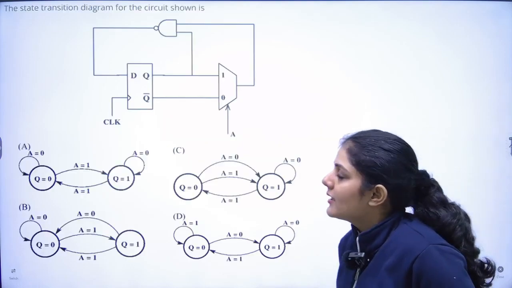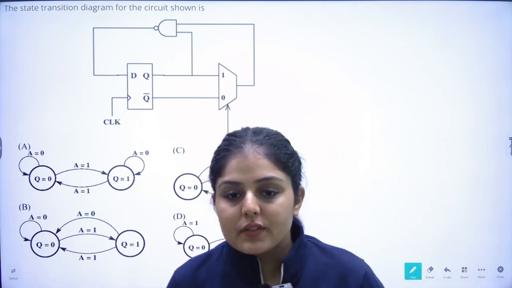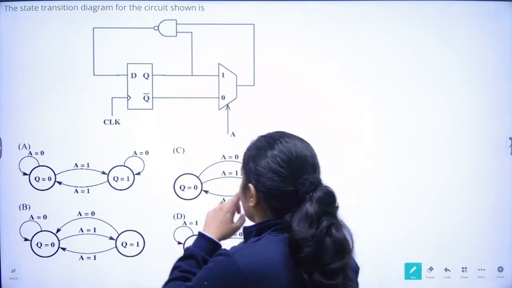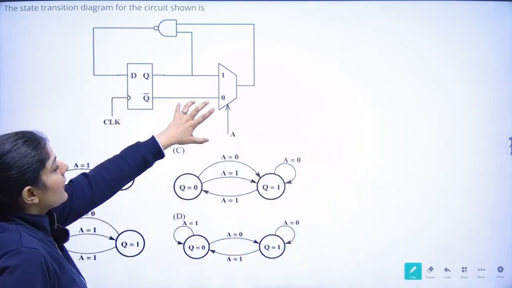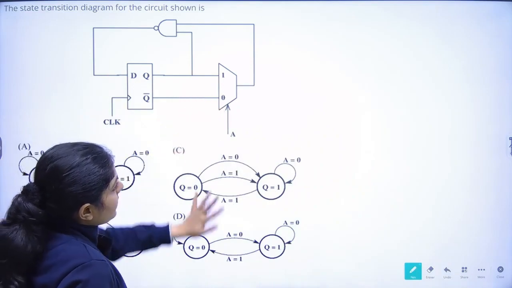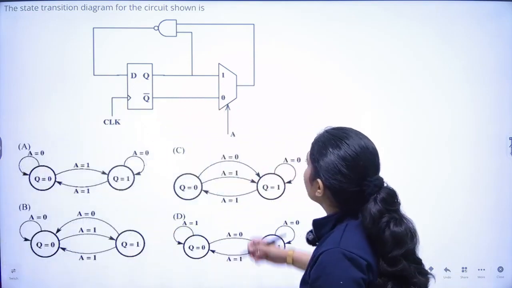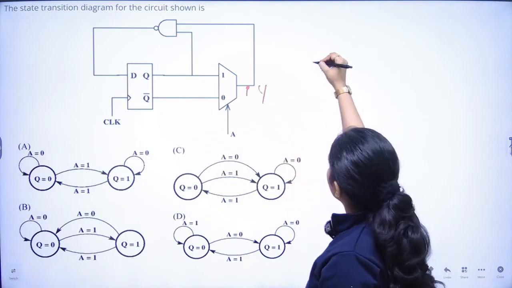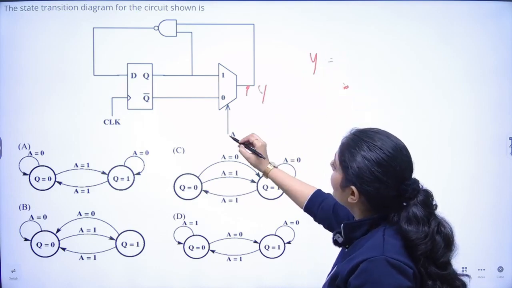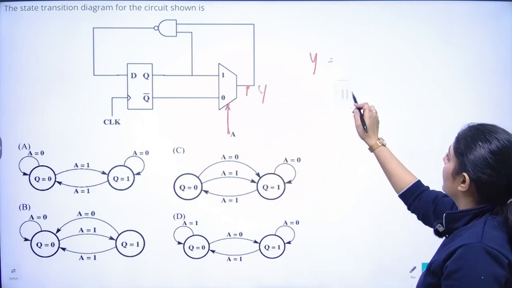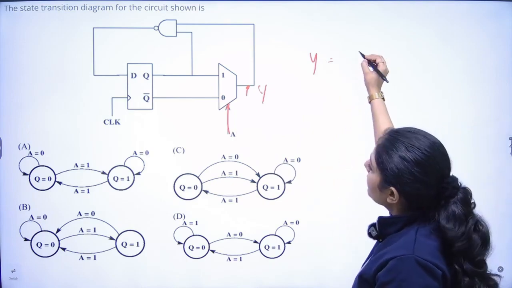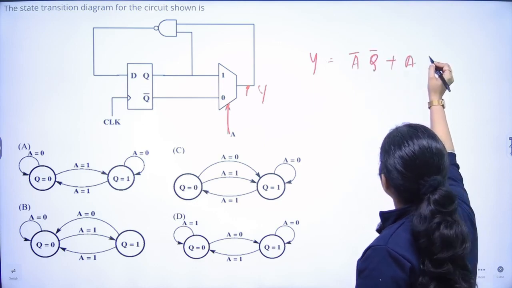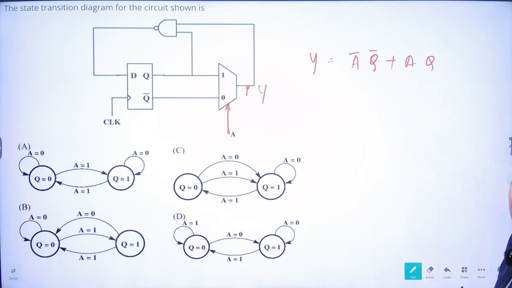The question says that the state transition diagram of the circuit shown. So there is a circuit given to us and they are asking what will be the state transition diagram. Now what is the circuit? This is a flip-flop connected and it is given to a mux. So how can we represent the output of the mux? Suppose this is Y. So Y will be equal to, this is your select line, A. When the select line is low, it is connected to Q bar, and when it is high, it is connected to Q. So this is your output Y.